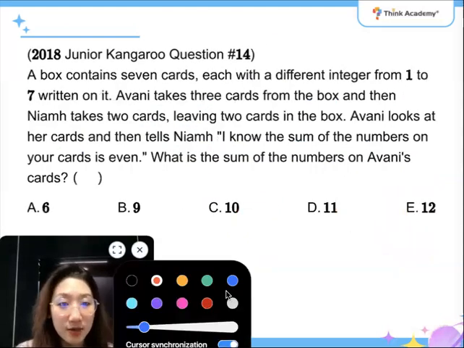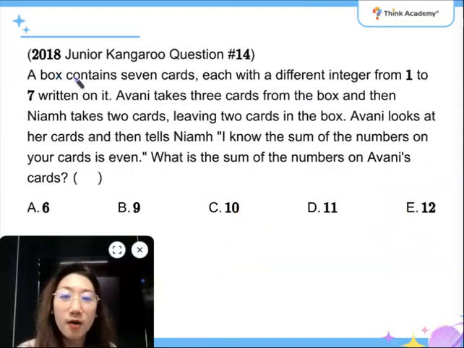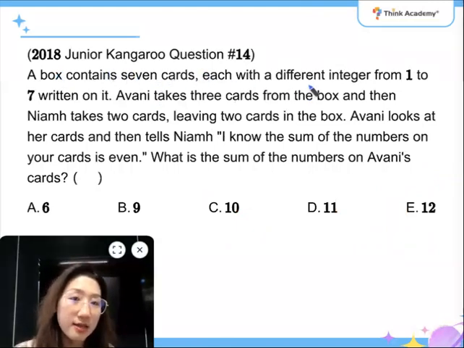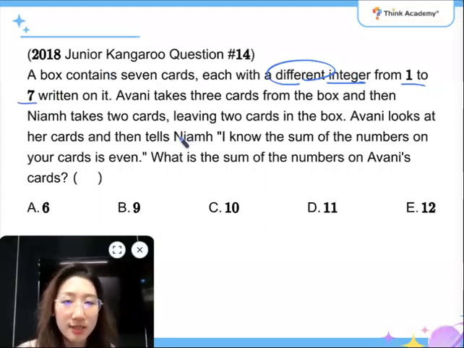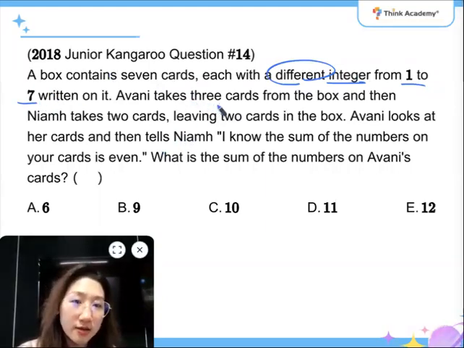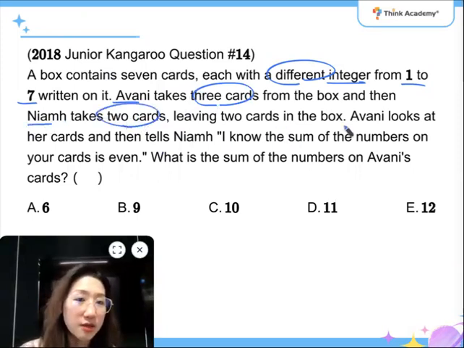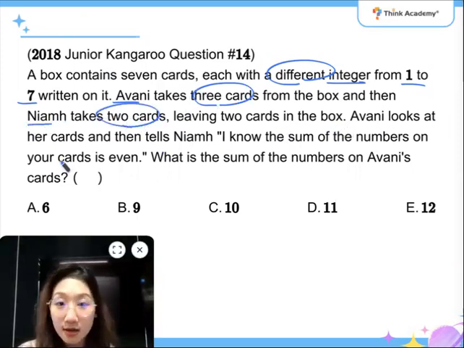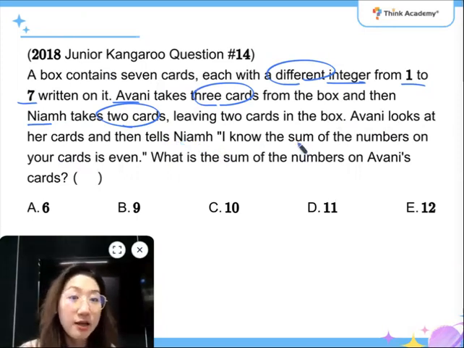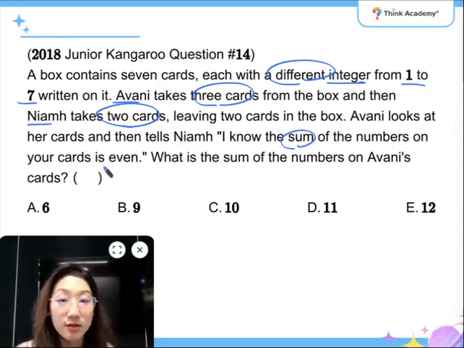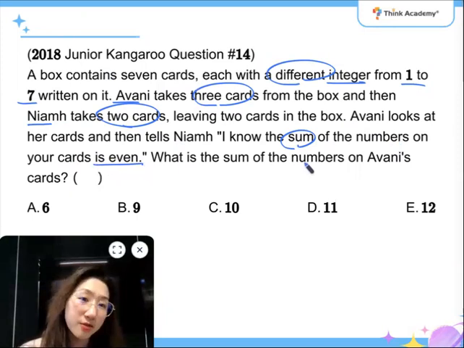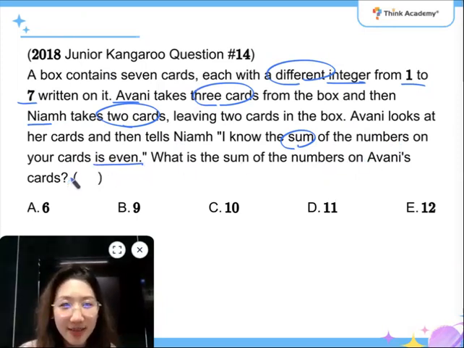Right, now let's look at question 14. So here, a box contains 7 cards, each with a different integer from 1 to 7 written on it. Avani takes 3 cards from the box, and then Niam takes 2 cards, leaving 2 cards in the box. So Avani looks at her cards and then tells Niam, "I know the sum of the numbers on your cards is even." What is the sum of the numbers on Avani's cards?